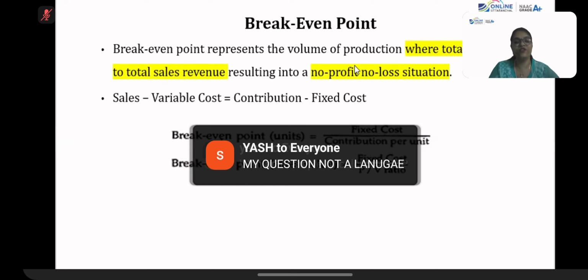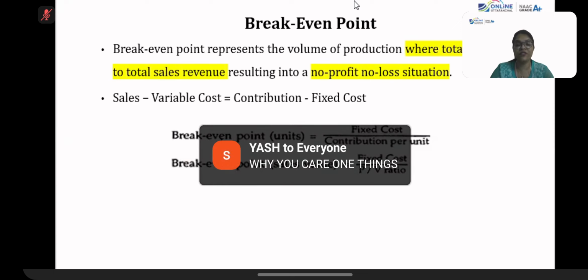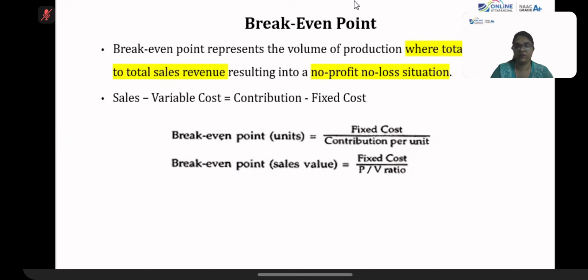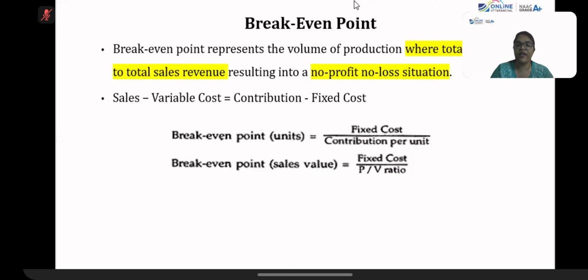Yash, whatever is your question, you can post it in the chat box. Formulas we are going to use, Yash, the sums we are going to start that time. You will come to understand in the start of the class only. I said that we are going to solve the sums. So you're going to understand how we are going to use the formula. So have patience.